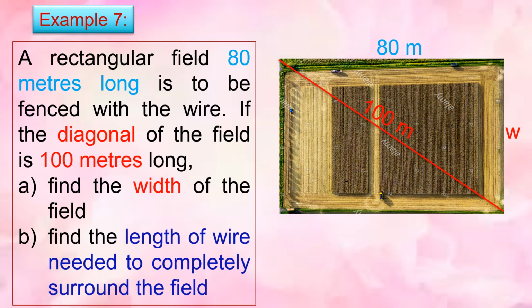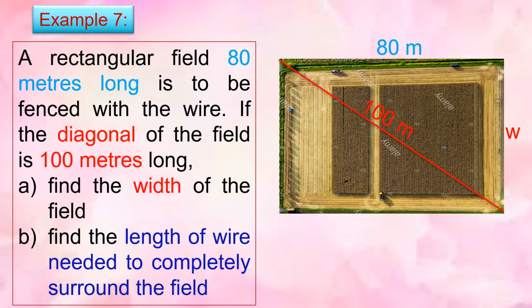Now let us have the last example. A rectangular field 80 meters long is said to be fenced with wire. If the diagonal of the field is 100 meters long, we are going to find A, the width of the field, and B, the length of wire needed to completely surround the field.